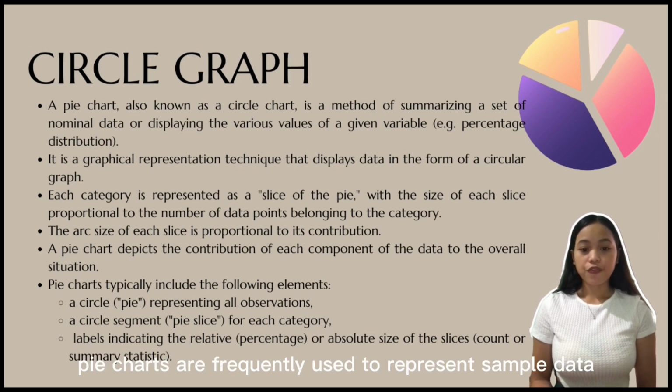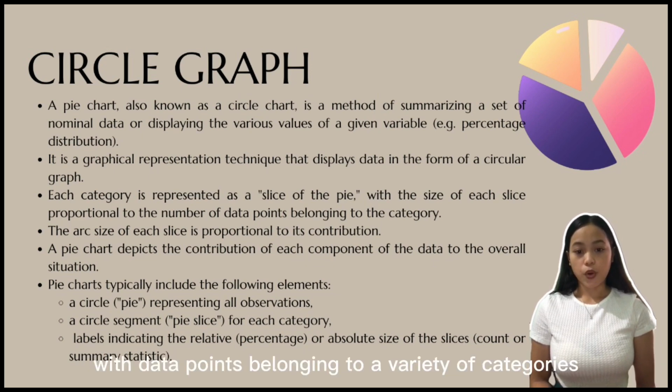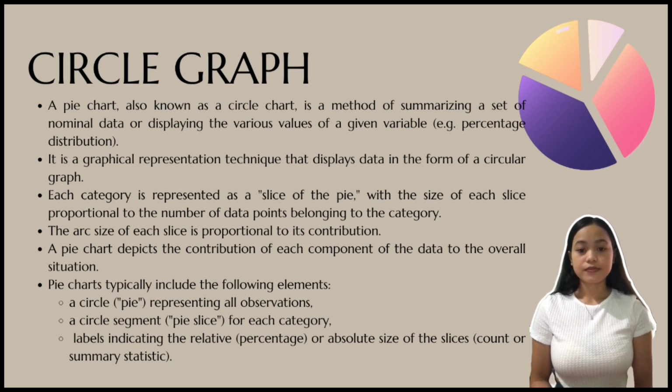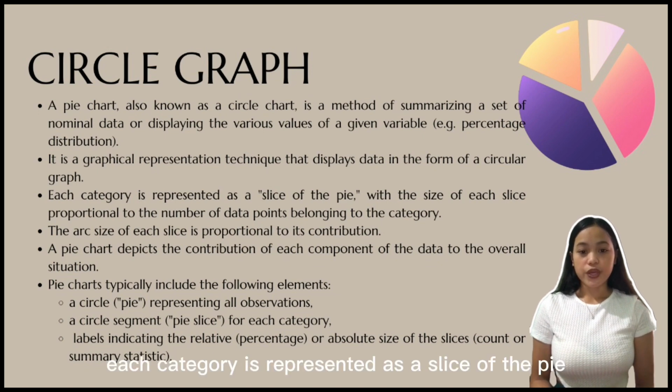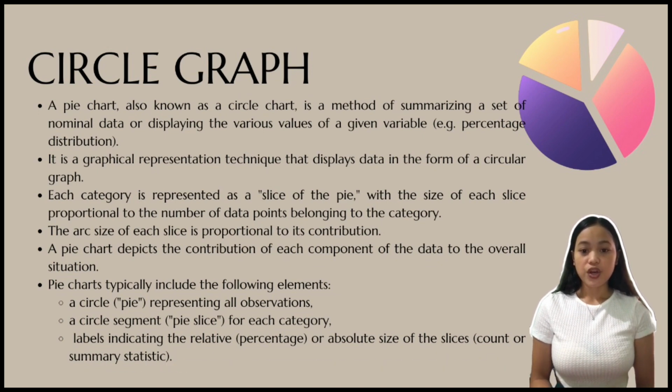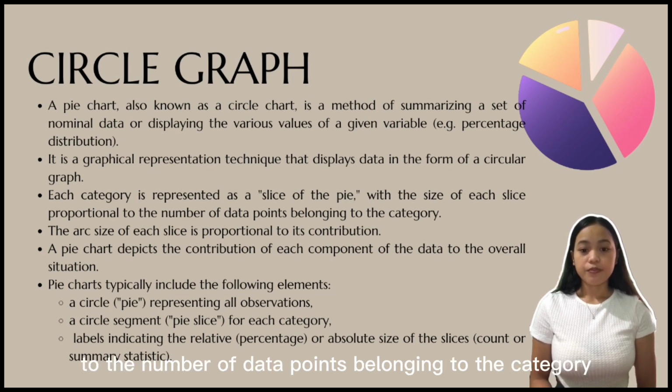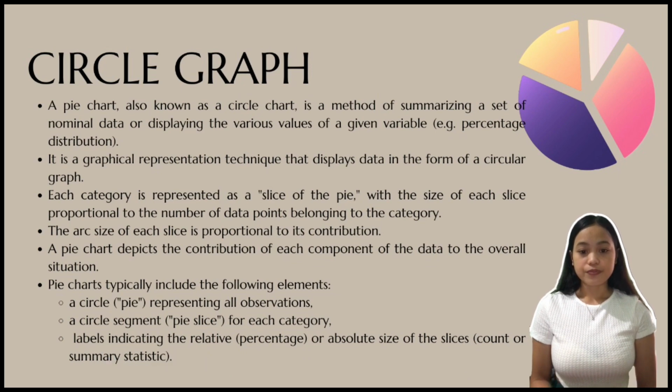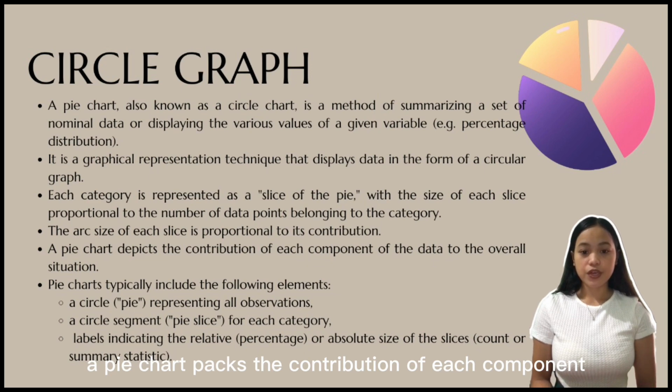Pie charts are frequently used to represent sample data with data points belonging to a variety of categories. Each category is represented as a slice of the pie, with the size of each slice proportional to the number of data points belonging to the category. The arc size of each slice is proportional to its contribution. A pie chart depicts the contribution of each component of the data to the overall situation.